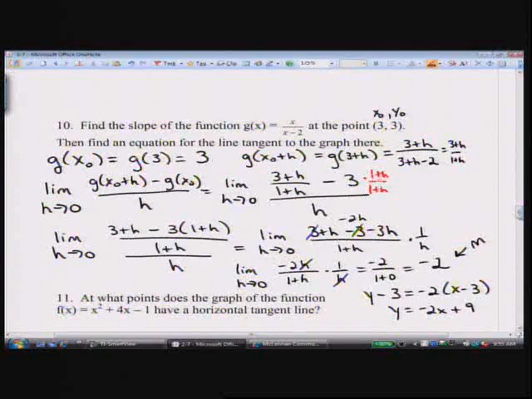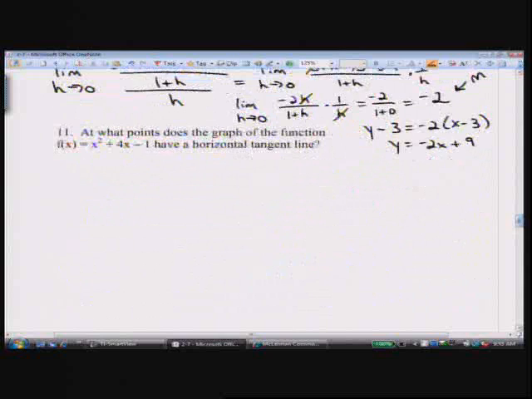All right, number 11. Let's ask a different question. At what points does the graph of the function have a horizontal tangent line? Okay, what do we know about the slope of a horizontal line? 0. So the question they're asking us now is, where is the point where if I did all this limit stuff, I would get it equal to 0? Does that make sense?